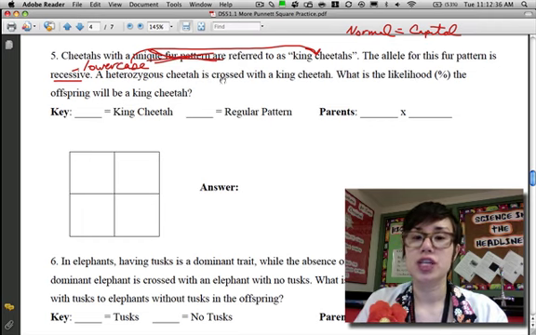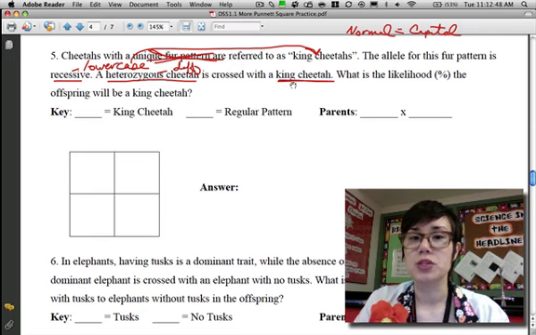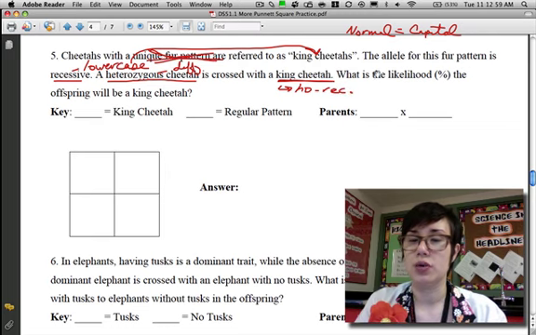A heterozygous cheetah is crossed with a king cheetah. If I have a heterozygous cheetah, I know that they're going to be different. So I'm going to write the word different next to that. And my king cheetah is going to be my next parent. So this is parent number 2. In order to be a king cheetah, we already know that it's recessive, so I have to have 2 lowercase letters. So this guy is going to be homozygous recessive. So I'm going to write that down so that I don't get confused.